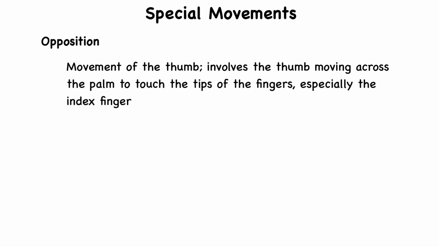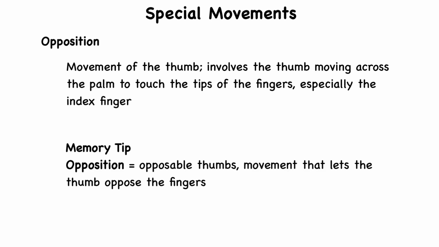So a quick memory trick for this is opposition is equal to opposable thumbs. That movement that lets that thumb oppose the other fingers.